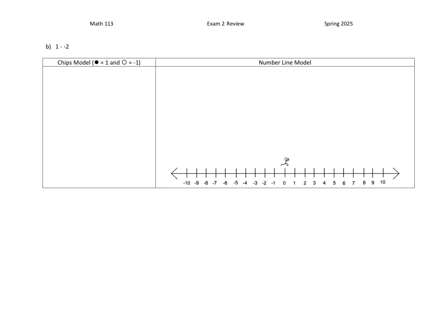1 minus -2 using the chips model. So I'm starting with 1 positive chip. And now they're asking me to take away 2 negative chips. The subtraction is take away. But I don't have any negative chips.